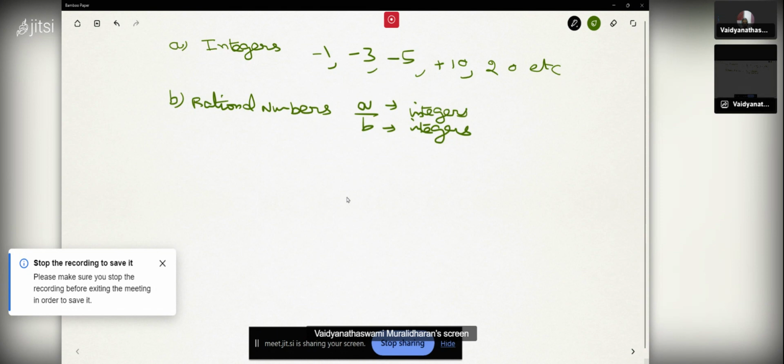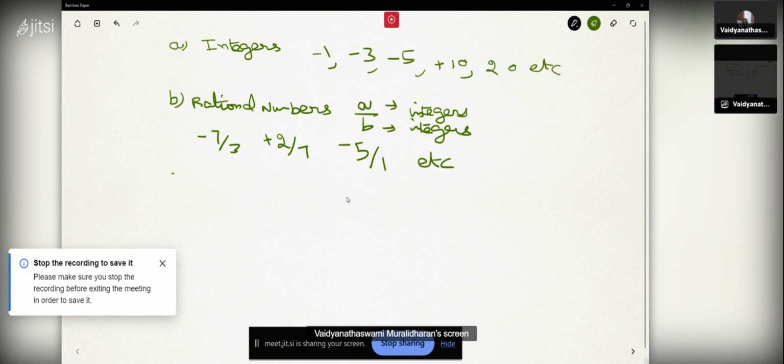For example, -7 by 3, plus 2 by 7, minus 5 by 1, etc. All are rational numbers because the numerator is -7 here, denominator is 3, so both are integers. Like that, second one, numerator is +2, denominator is plus 7, so it is a ratio of two integers. So this is called rational number actually.